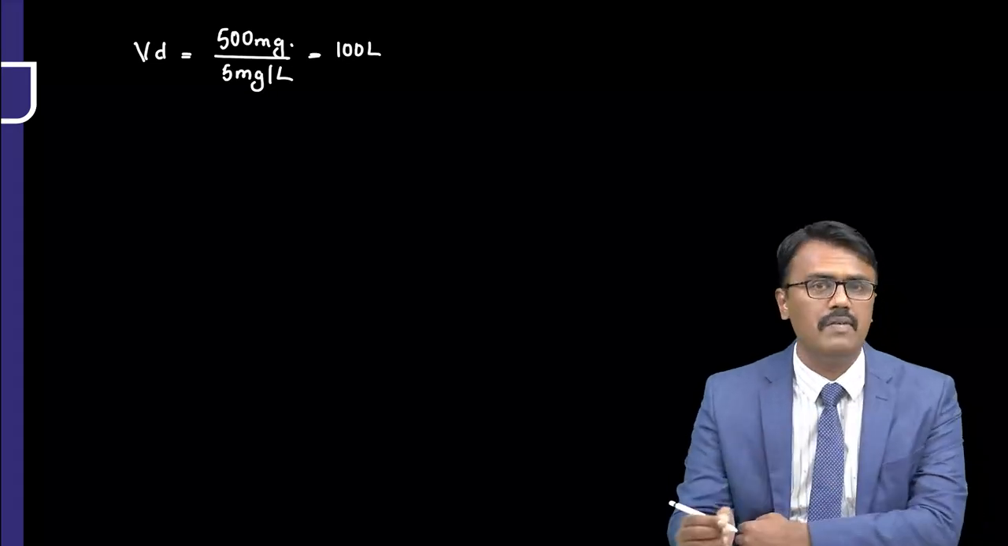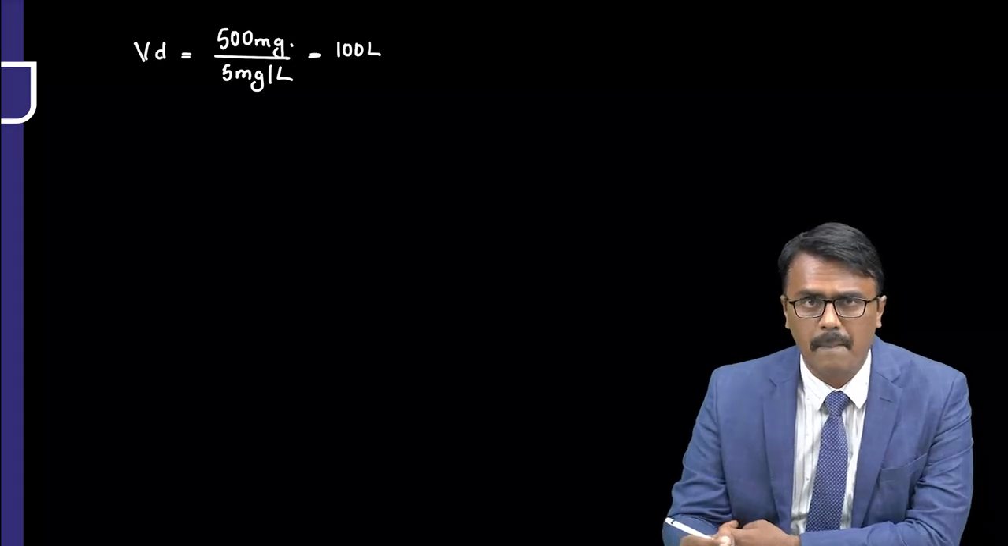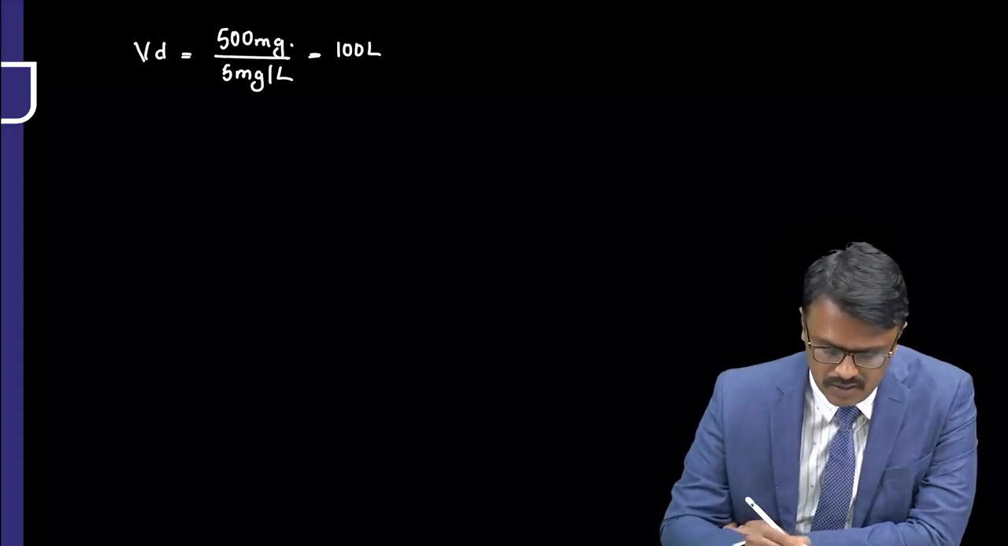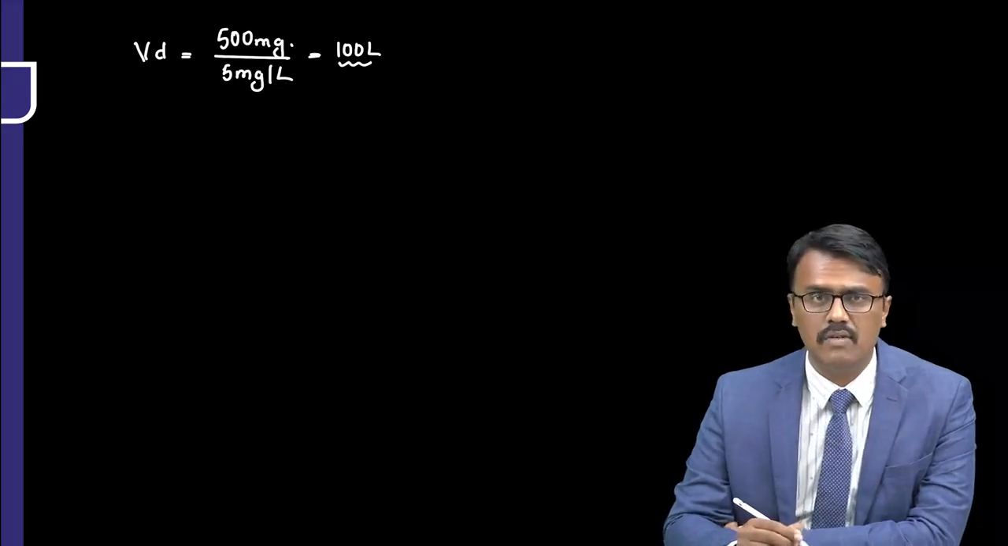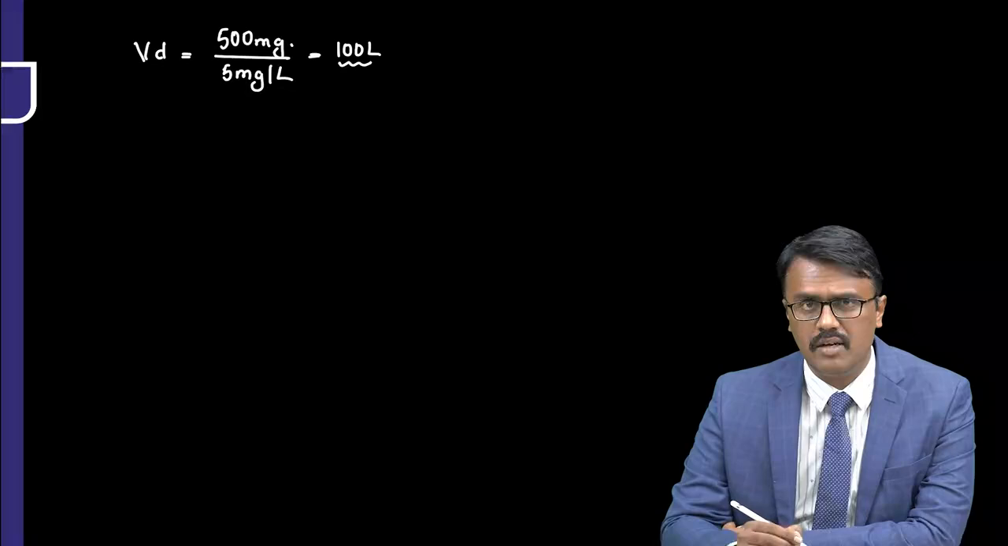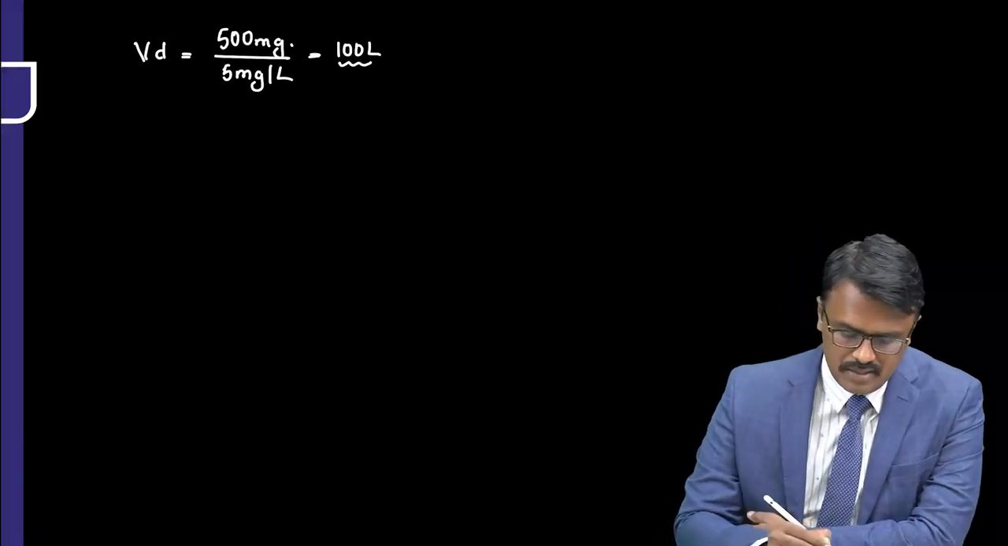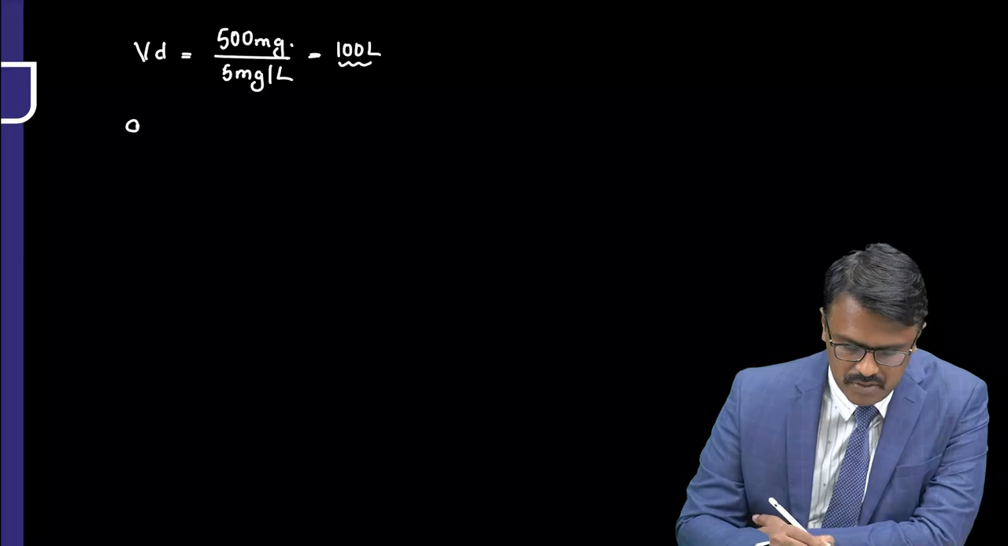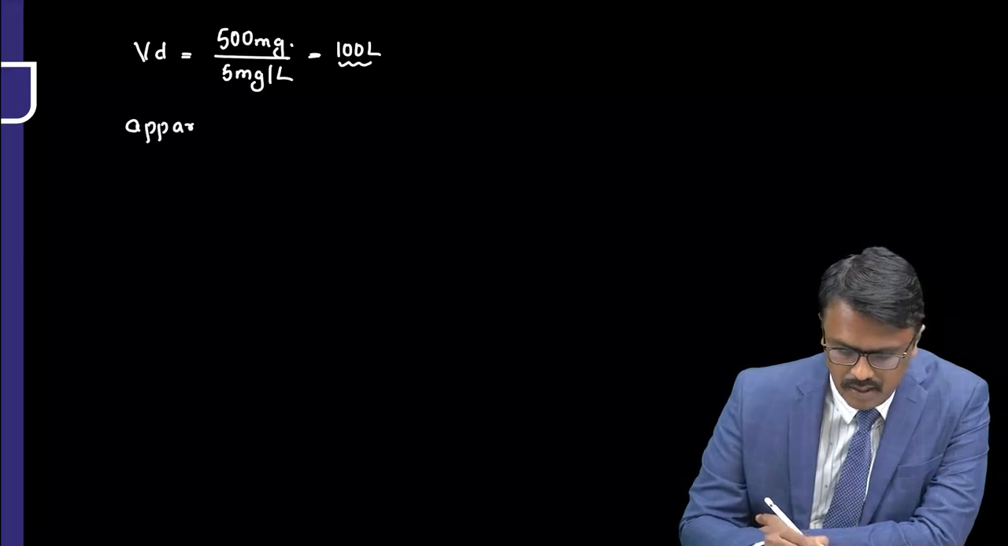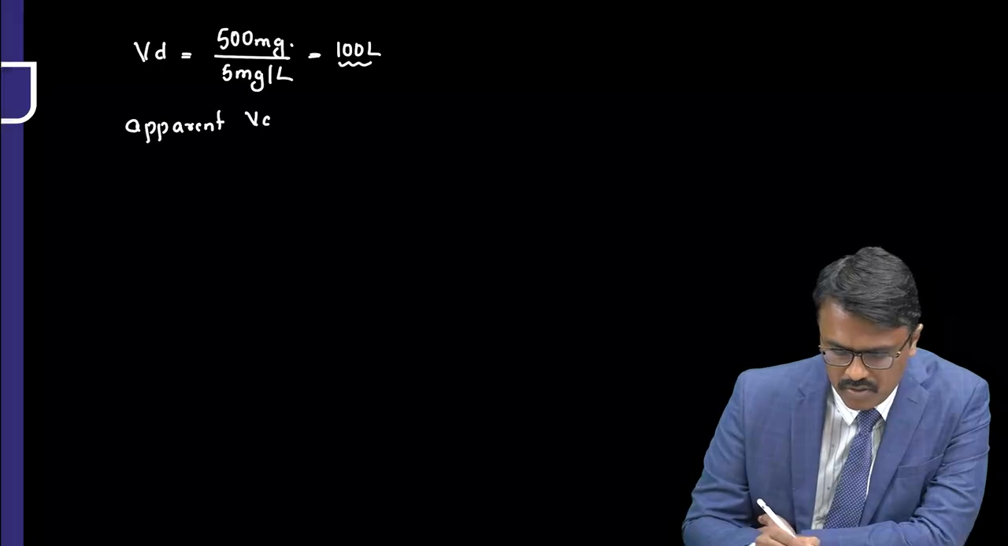Now tell me, do we have 100 liters of fluid in our body? So much? No. So this 100 is just a theoretical volume or a hypothetical volume. It's not real. Since it's not real, this volume of distribution is also called the apparent volume of distribution, or in short, AVD.